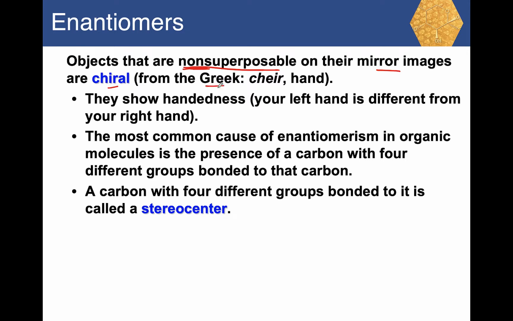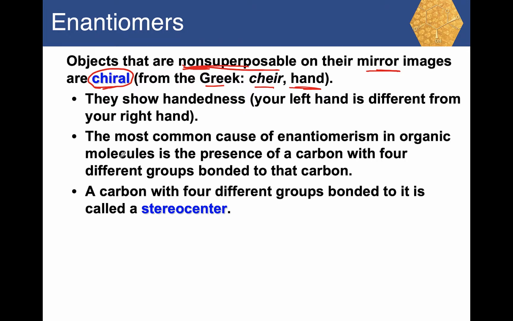And of course, now you can see the connection. This is a Greek word. It comes from this word here, chiral, which means hand. So that's why it's the handedness of this, because the left hand and the right hand are different. So once again, a molecule that's chiral has 4 different groups bonded to a carbon. Its mirror image is non-superimposable on its mirror image, and therefore it's an enantiomer.